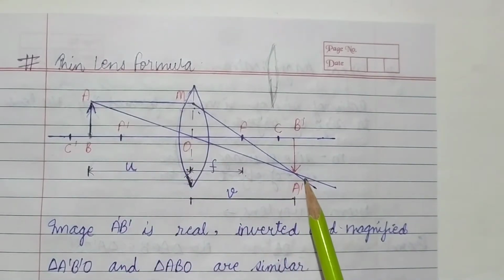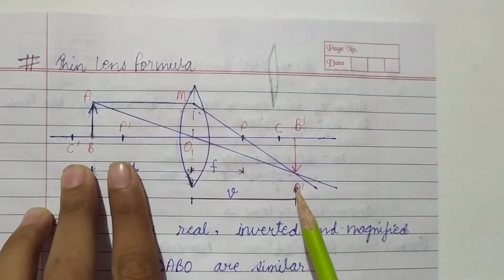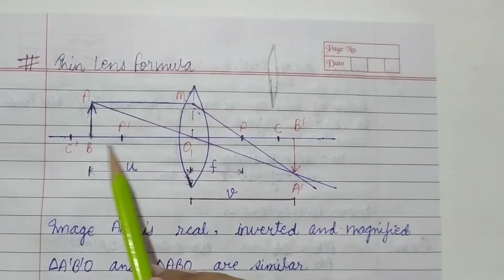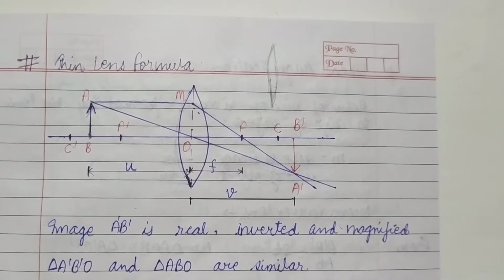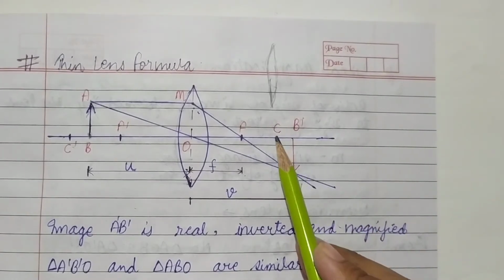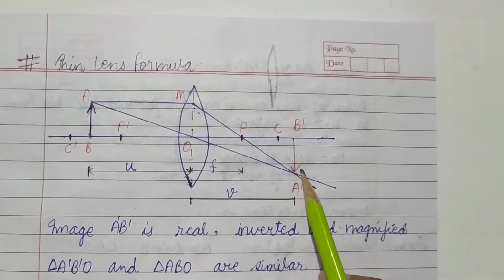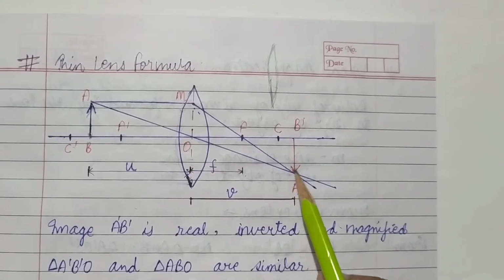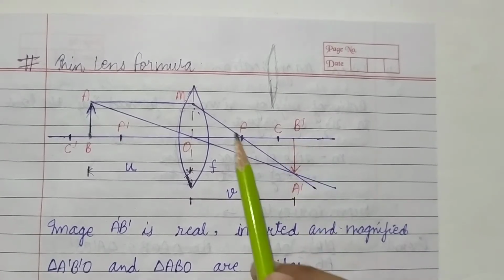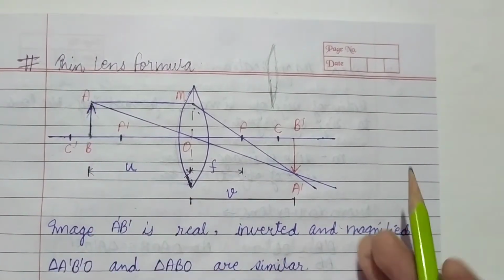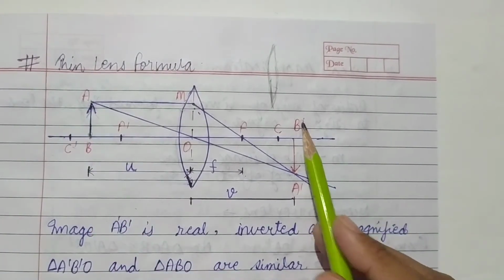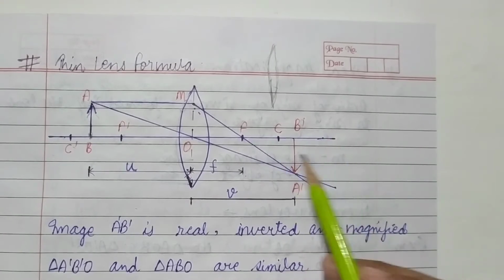Initially the object was placed between focus and center of curvature. When the object is placed between focus and center of curvature, we get the image beyond center of curvature. So this is what we have got: the image beyond center of curvature. If the height of the object was AB, the image is A dash B dash. And which kind of image have we got?